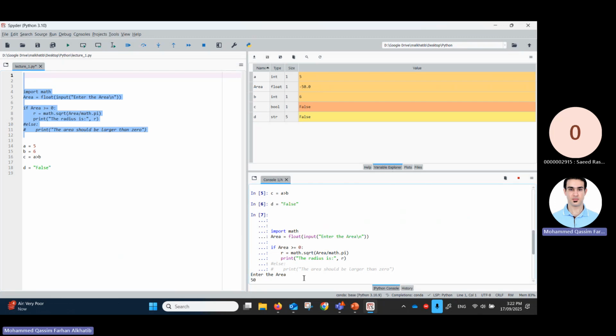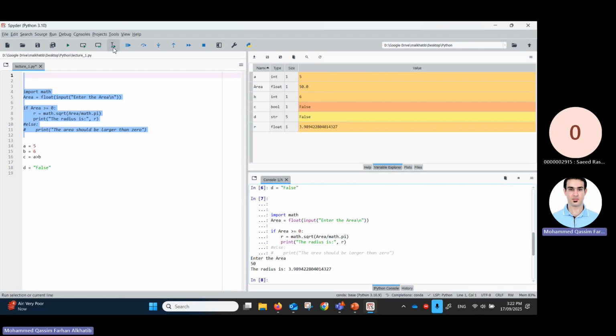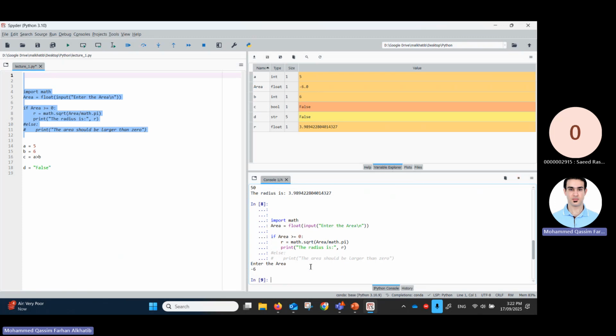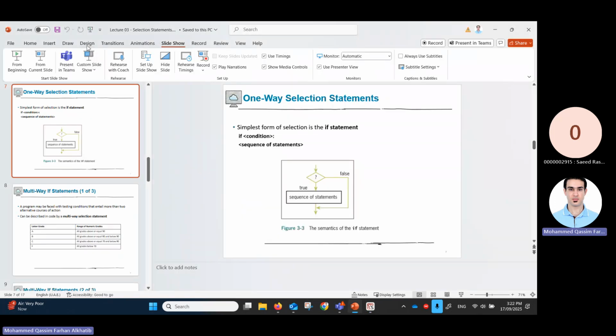Okay, I put 50. It is fine. Run again, and I put -6. Nothing happens, so the code is fine. But sometimes it's always good to show the coder or the programmer that if that condition is not satisfied, show him something. Show that there is like a guideline, a statement, just telling him that the value that you put is incorrect or something. So that's a case of one-way conditional statement.